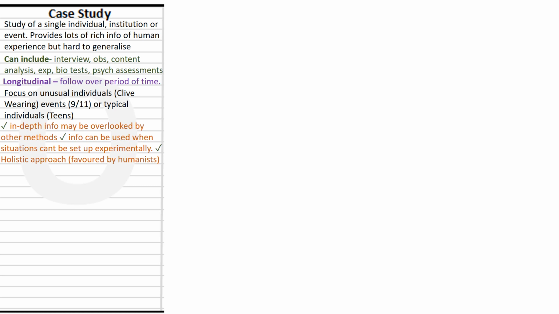Also, this is the one approach that we might argue has a holistic methodology. Holistic is where we look at a range of different factors in order to answer our question. This is in contrast to a reductionist approach where we just focus on one aspect, like maybe a biological or physiological response. This is favored by a group of psychologists called humanists. So we talk about humanists and the approaches, of course.